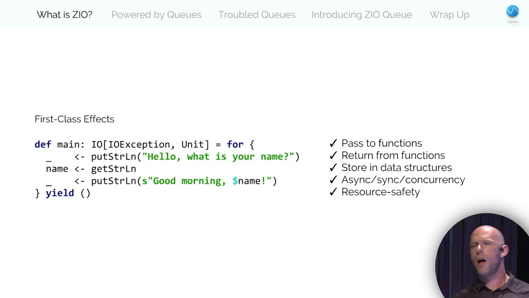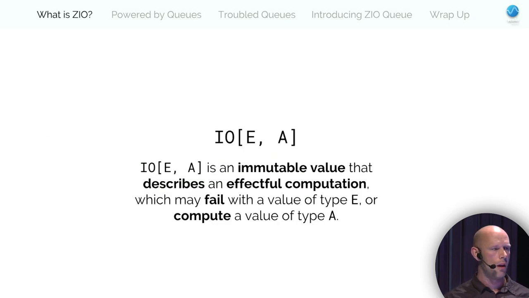The fundamental building block in ZIO is a data type called IO. And IO is a model of an effectful program. All it is, is an immutable value. So if you have a value of type IO sitting around, it's just an immutable value. All methods on IO return new immutable values. And it describes an effectful computation that could either fail with an E or produce some A.